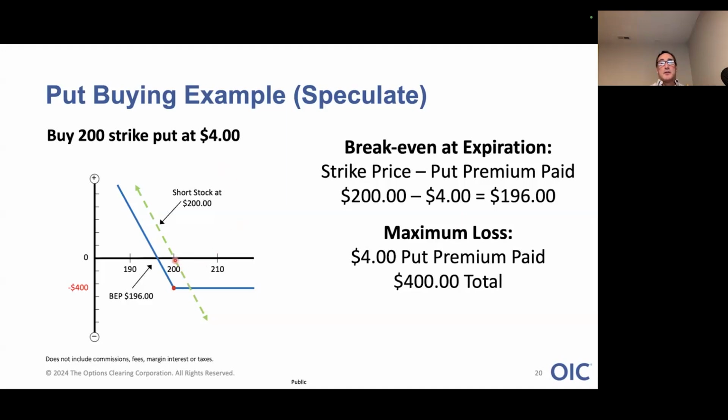Now, if I shorted these shares and the stock goes to 210, I'm going to lose $10, or $1,000, by being short 100 shares. But if I buy this put, the most I can lose is what I paid for it, $4 or $400 per contract in this case. So that's just basic buying puts, and people would buy puts to speculate on a bearish move to the downside.